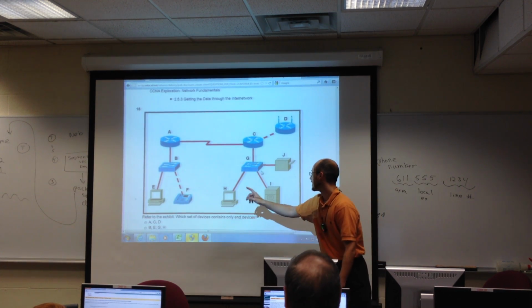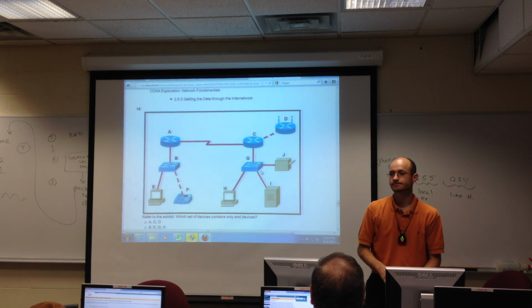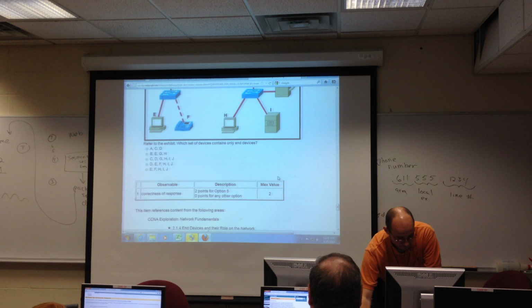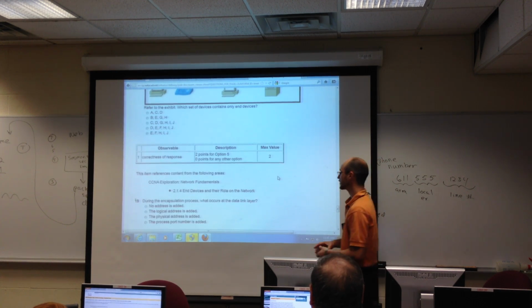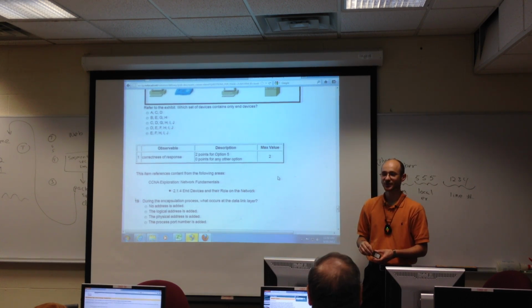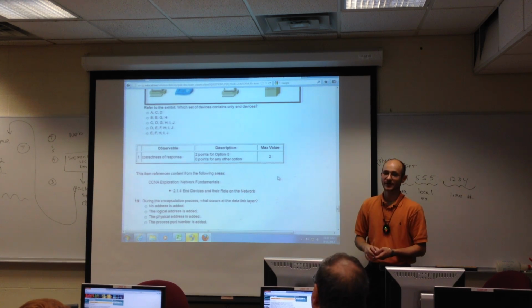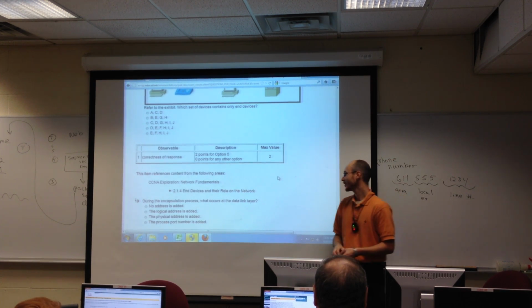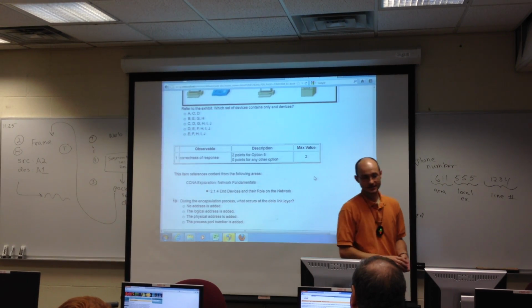What does E, F, H, I, and J represent? During the encapsulation process, what occurs at the data link layer? I've been repeating myself over and over throughout this exam. What do we have at the data link, folks? What does the frame give us? We saw that on the whiteboard over there. Option 3, the physical address is added on this layer.